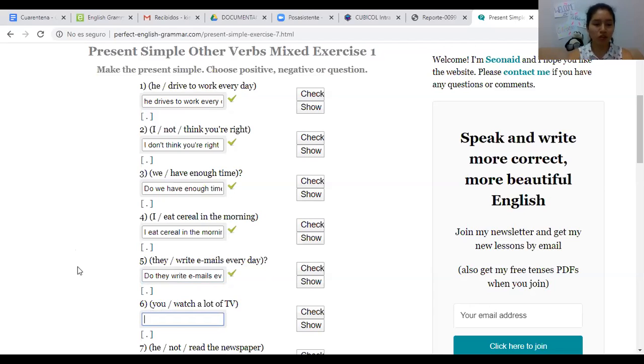And you watch a lot of TV. That's the same because remember, just change with the third person: she, he, it. So it's you watch a lot of TV. It says it's incorrect. Why? You watch a lot of TV. Let's show. You watch a lot of TV. The same. Okay, my mistake here. You can see I didn't write well. Okay, now it's correct.